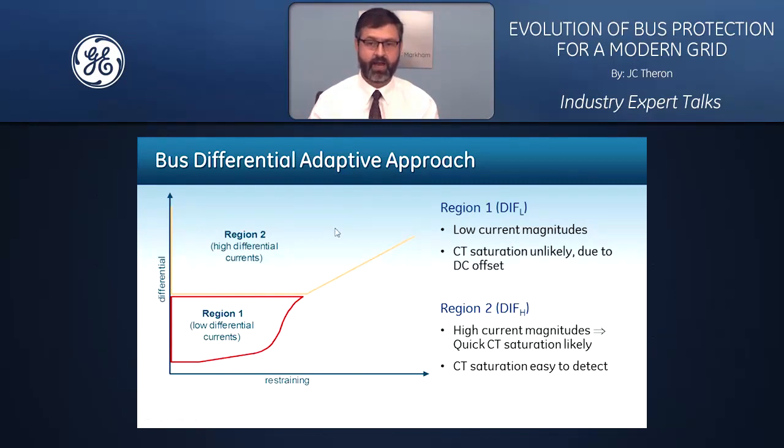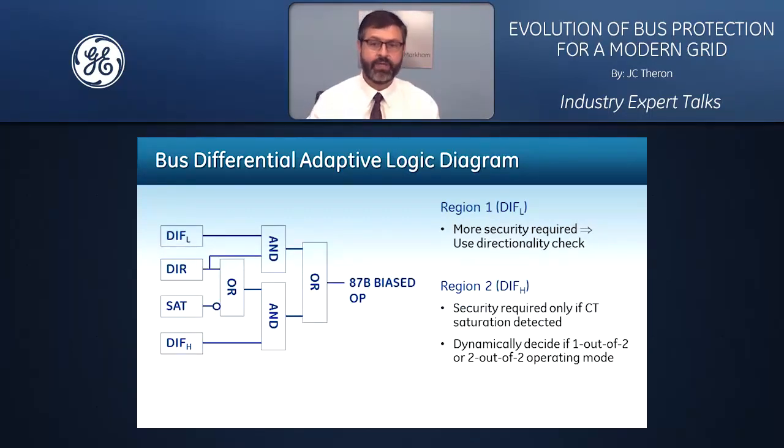Region 2 has much higher current magnitudes. CTs typically saturate likely in this area, and it's much easier to detect CT saturation in this region. Now, based on these two regions, we have an adaptive logic to determine how the differential scheme will operate. In region 1, we need more security, so that's why we need to use a directionality check. In region 2, security is only required if CT saturation is detected, and it dynamically decides if a 1 out of 2 or 2 out of 2 operating mode is necessary.